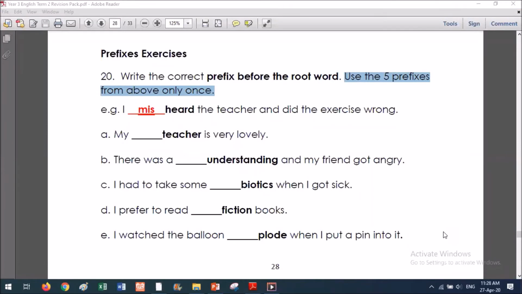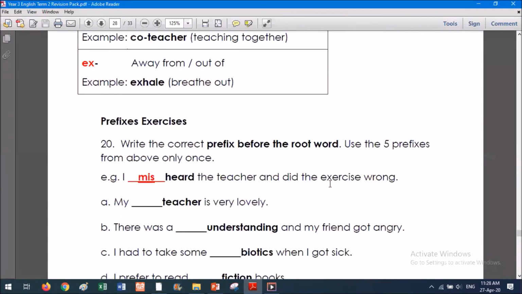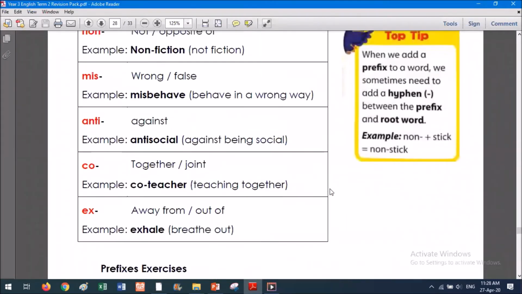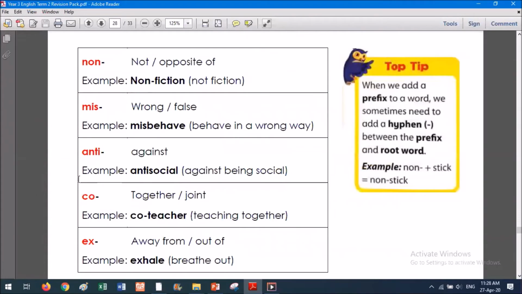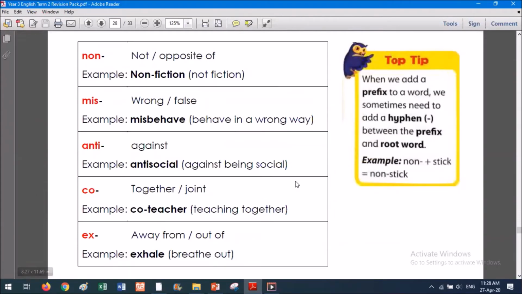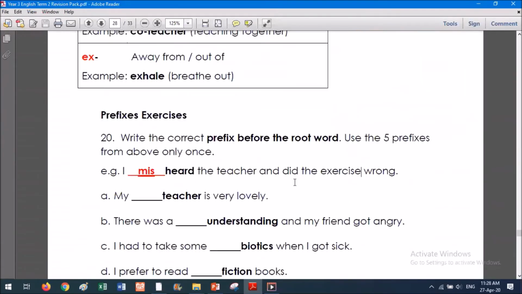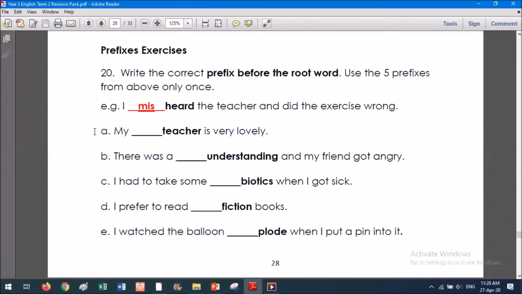Yusuf, would you like to answer a question? Yes. Excellent. Okay, so the prefixes that we have here are non, mis, anti, co, and ex. We can only use it once each, Yusuf. So, would you like to do A for us? What do you think it might be?